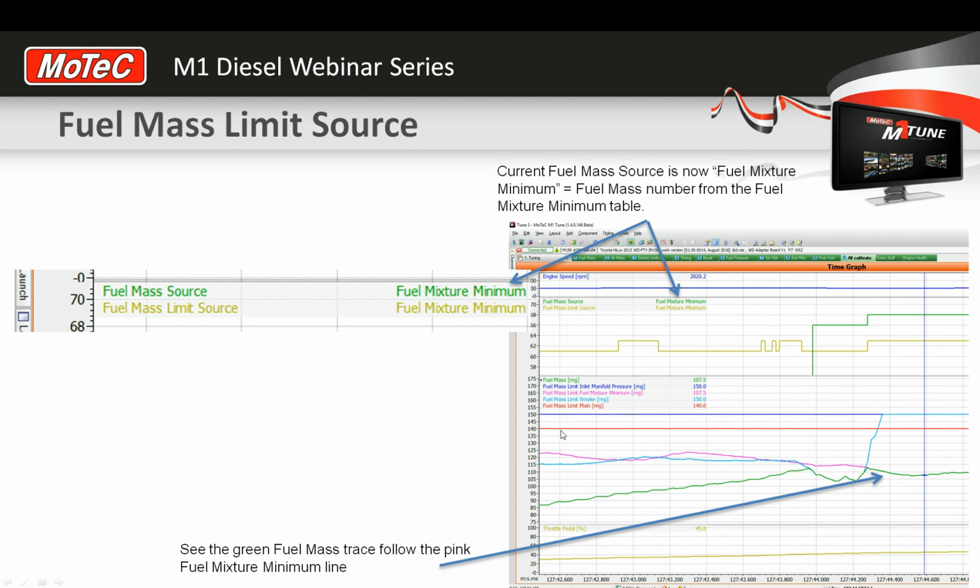So as you can see, this is the output of the fuel mixture minimum table, the pink line, and as that's gone down and the smoke table numbers have gone up, it then becomes the lowest number out of all the numbers in all the tables, and has become the fuel mass source itself. So right now the fuel mass to the engine would be 107 milligrams. Alright, so our limit here is 140. So there's 107 milligrams of fuel being delivered to the engine.